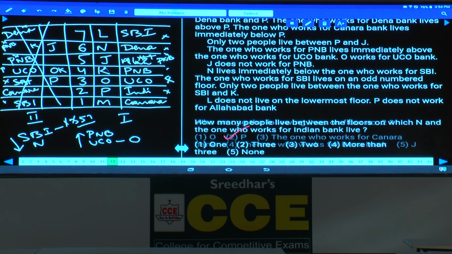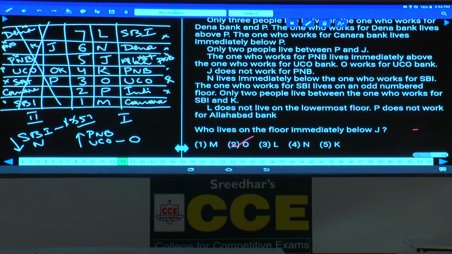Then question number 12. Now, in this 12, how many people live between the floors on which N and the one who works for Indian Bank live? N and Indian Bank, how many persons are there? There are 3 persons. Who are those 3? J, K and O. There are 3 persons, it is given choice 2. Then question number 13. Who lives on the floor immediately below J? Immediately below J, K, that is choice 5.